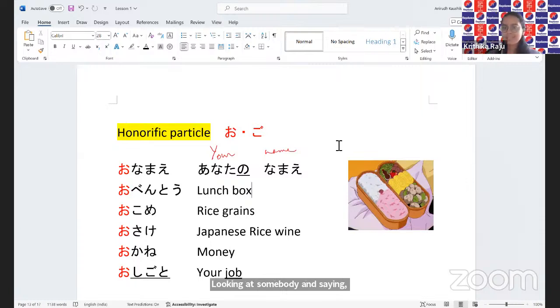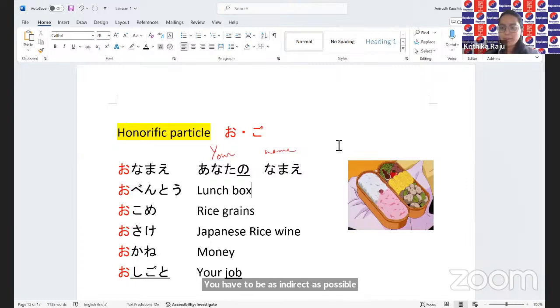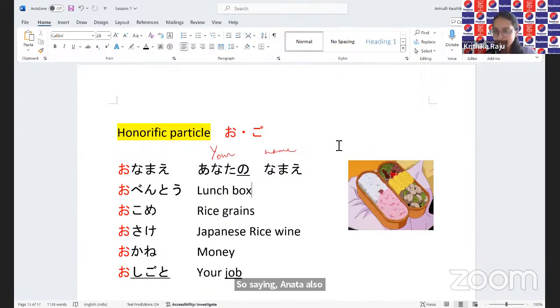It's so direct. I told you, I don't know if I mentioned, in Japanese, indirect is respectful. You have to be as indirect as possible. Okay? If you're very direct, that is why you don't do a lot of hand gestures while speaking in Japanese. You don't do a lot of mouth movements when you're speaking in Japanese, because all of that is not respectful. So saying anata also to somebody is not very respectful.